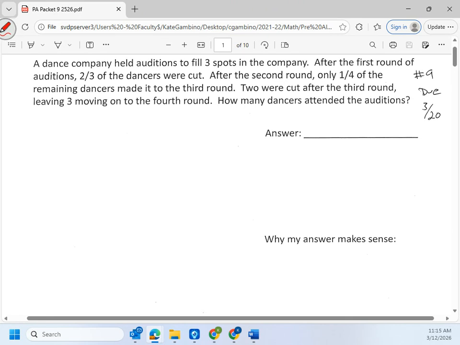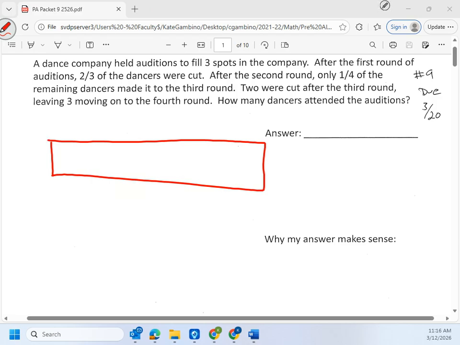So some of us are like, I'm gonna do it the math way and work my way backwards using the math. Some of us find it confusing when we get these word problems with all this information. When I come to a word problem with lots of information, I like to just look at it visually with my bar model. So if I make my bar model of all the dancers, I know after the first round, 2/3 were cut. So I divide it up into thirds, and I know 2/3 of them were cut.